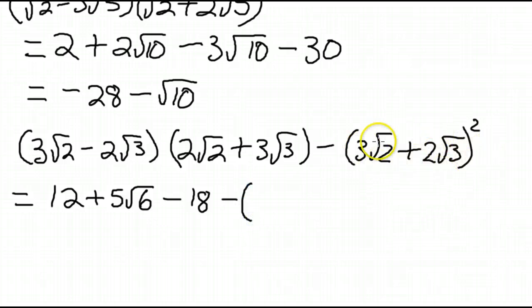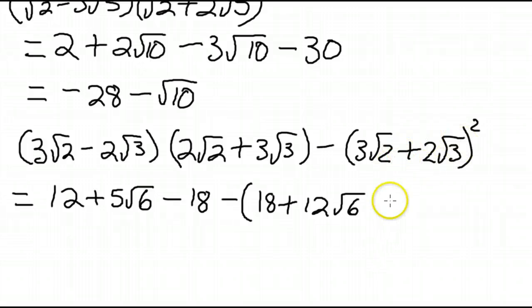Now remember, when we square a binomial, you're going to get three terms, right? We're going to square the first term. So 3 root 2 times 3 root 2 is 9 times 2, which is 18. We then take the product of the two terms, which is 6 root 6, and we double it to get 12 root 6. And then we square the last term. 2 times 2 is 4, times 3 is 12. Okay, so we have 18 plus 12 root 6 plus 12.